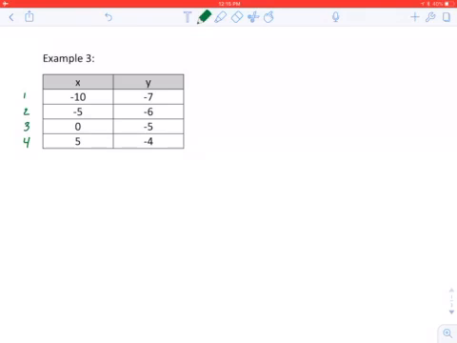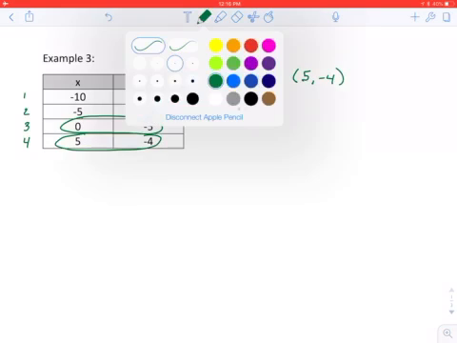It doesn't matter which ones you choose. How many do we need for the formula? 2. We need 2 points for the formula. So we're going to just choose any 2 you want to. I'm going to choose the last 2 just for the fun of it. All right, and I'm going to write those ordered pairs over here. So 0, -5, and 5, -4.